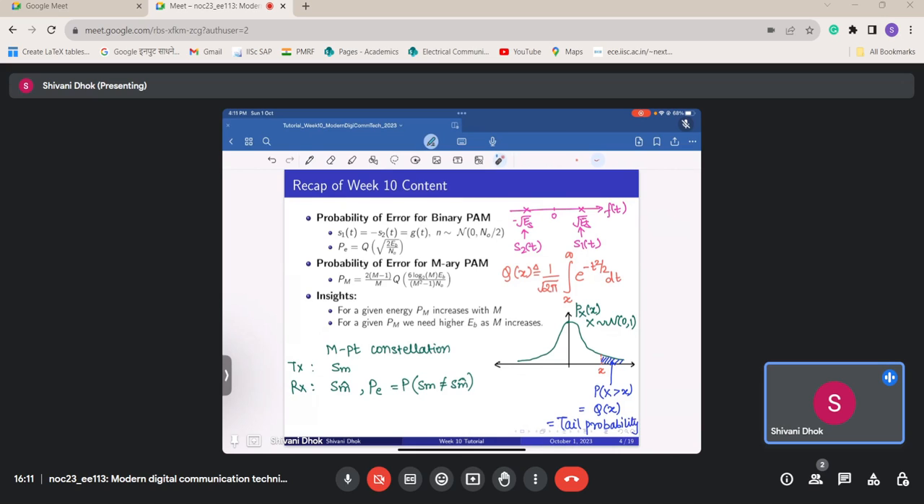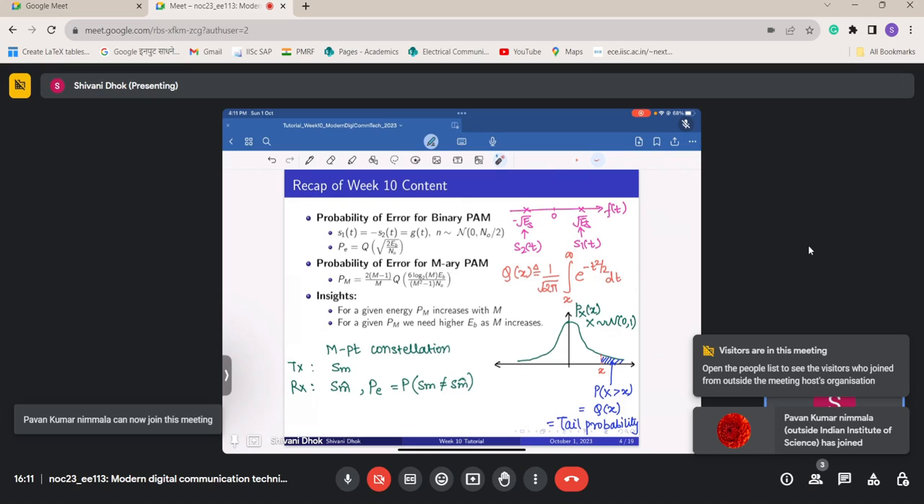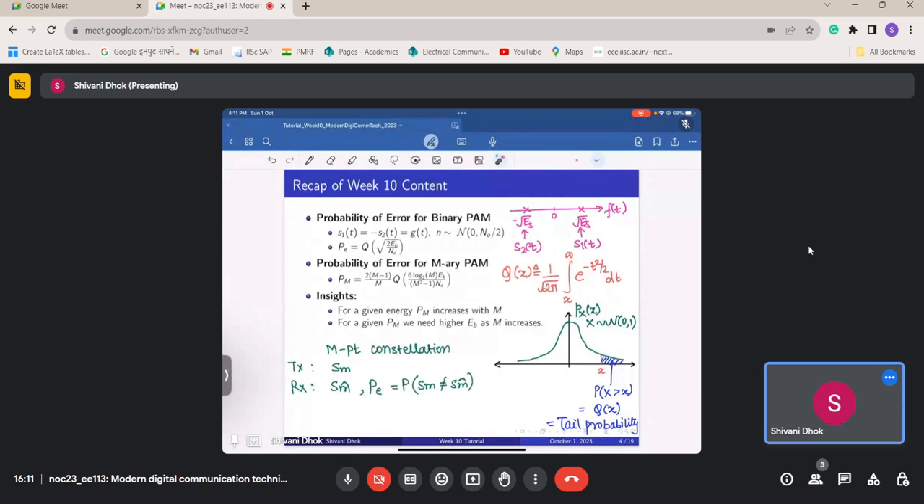After looking at the binary PAM signal, we went on to look at the probability of error for M-ary pulse amplitude modulation.